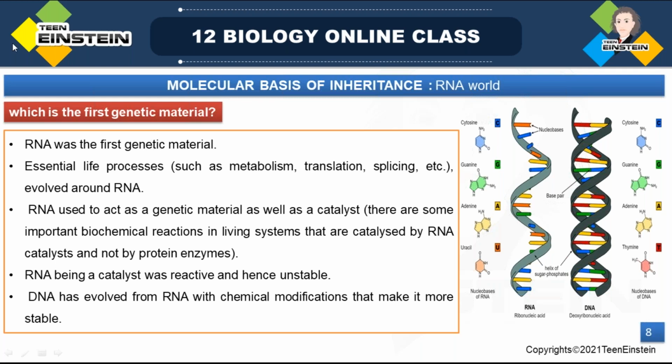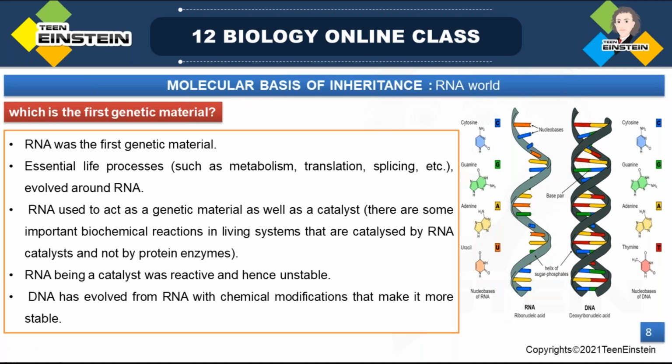So RNA was the first genetic material, and essential life processes like metabolism, splicing, translation, etc. evolved around RNA. Then RNA used to act as a genetic material as well as a catalyst. Okay. For some biochemical reactions, that RNA is acting as a catalyst, and RNA being a catalyst was reactive and hence unstable. Why is RNA becoming unstable?